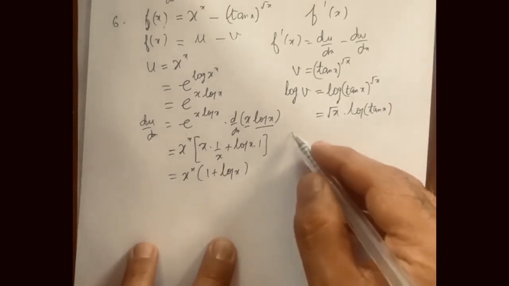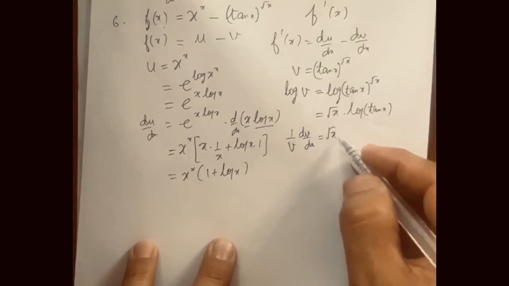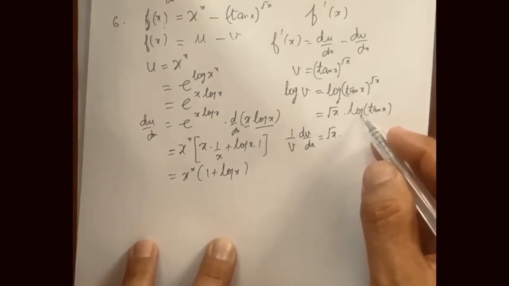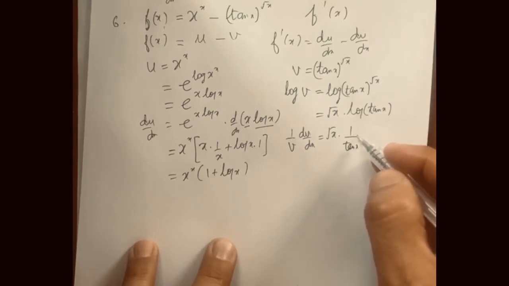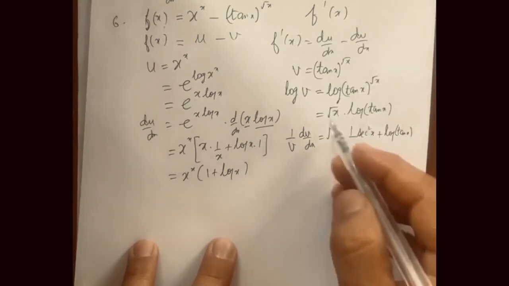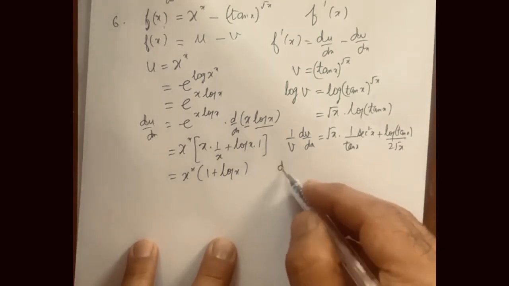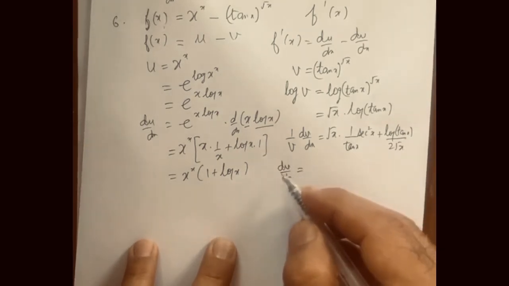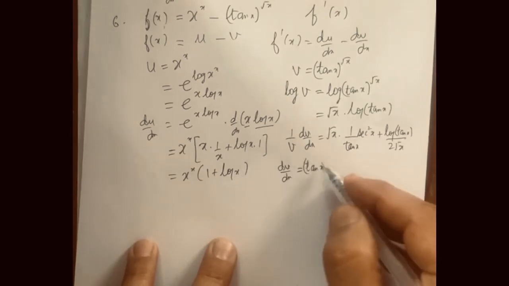Derivative of log v is 1 by v into dv by dx. First function into derivative of log tan x. This is 1 by tan x into derivative of tan x, which is secant square of x, plus log of tan x into derivative of root x, that's 1 by 2 root x. So this gives us dv by dx as v times, that is (tan x) raised to root x.